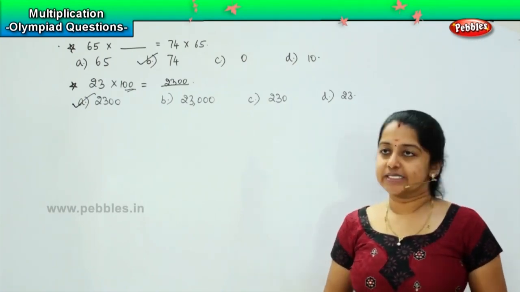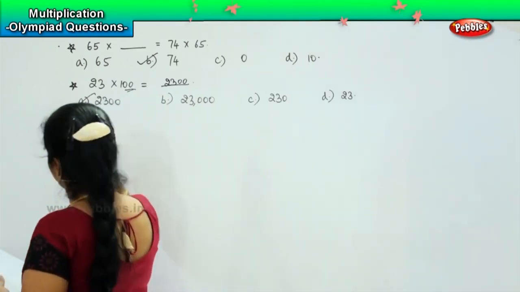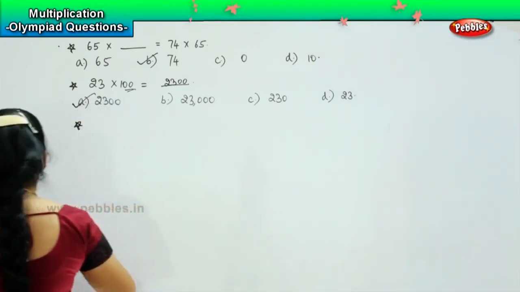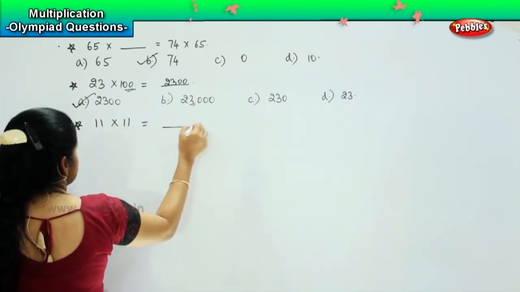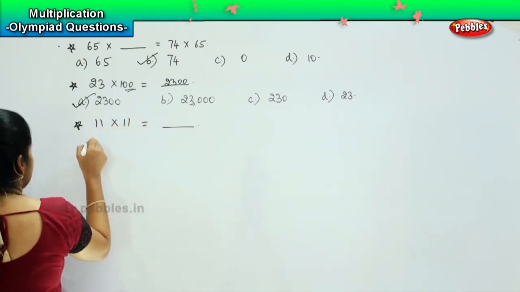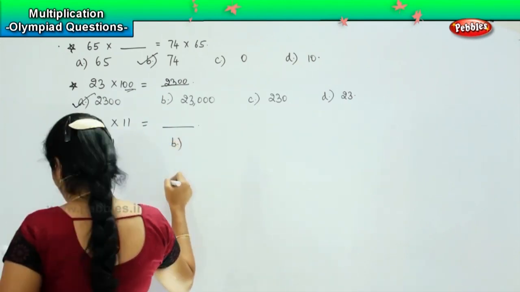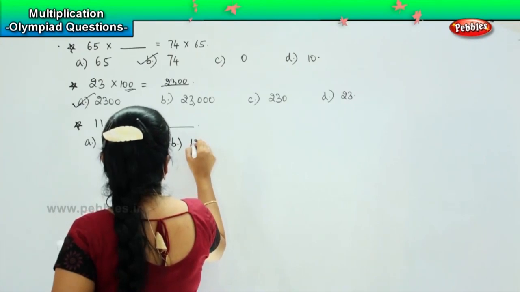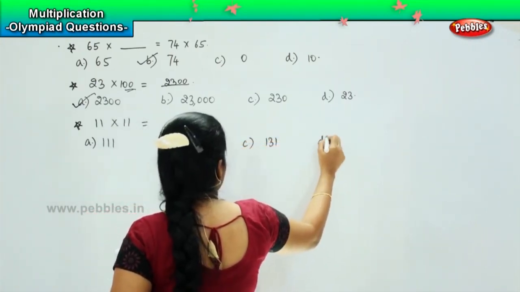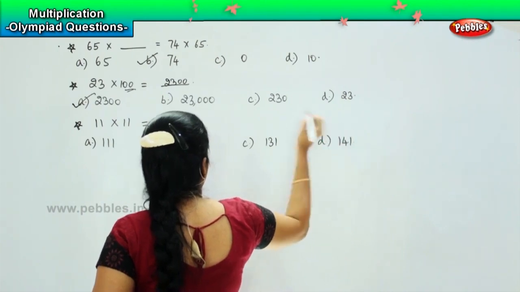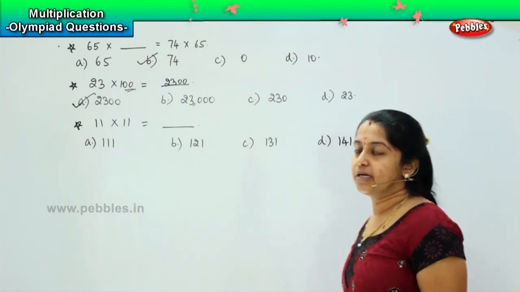I think the questions are getting simpler, right? So we'll try with some tricky ones now. So the next question is 11 into 11 is equal to dash. Okay, and your options are option A 111, option B 121, option C 131, and option D 141.